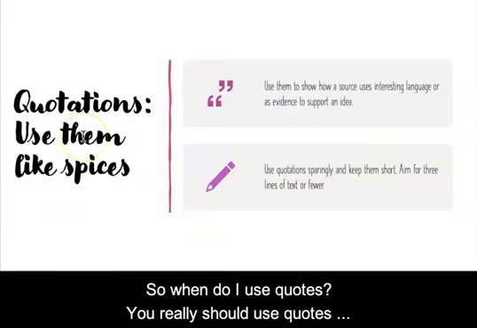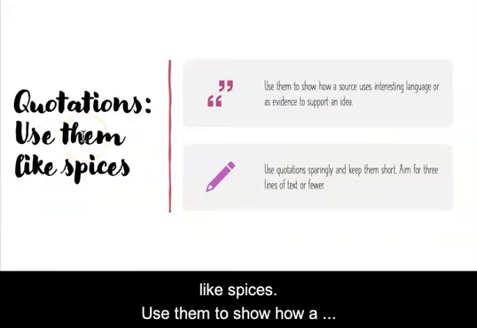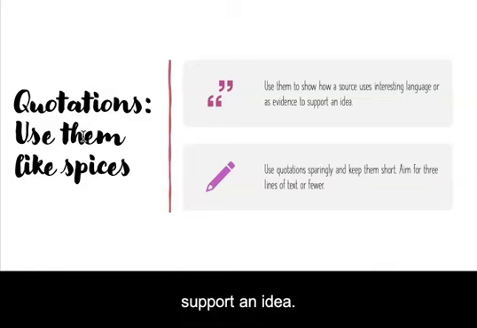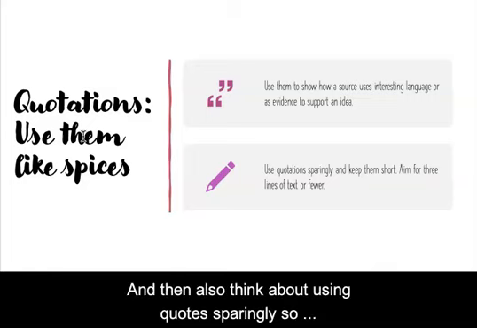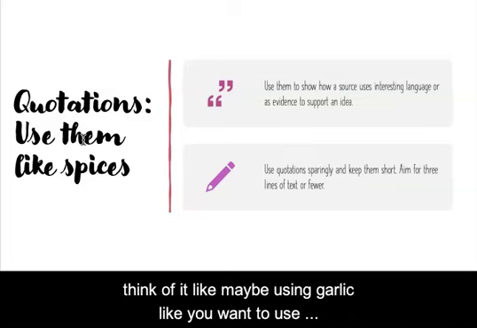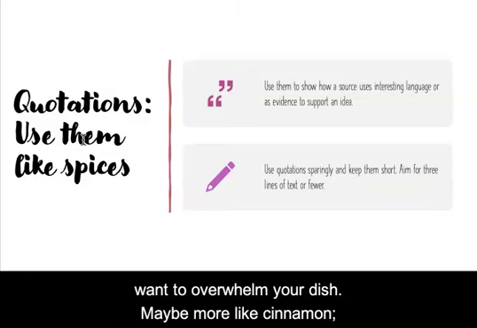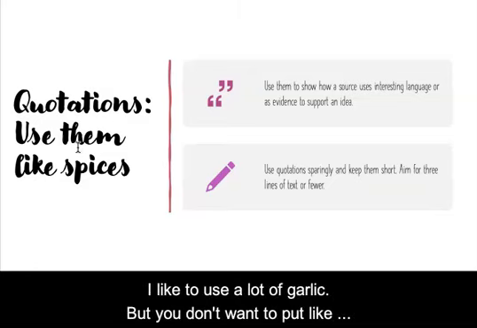So when do I use quotes? You really should use quotes like spices. Use them to show how a source uses interesting language as evidence to support an idea. And then also think about using quotes sparingly. So think of it like maybe using garlic, like you want to use some, right? And you want to keep them short, but you don't want to overwhelm your dish. Maybe more like cinnamon. I like to use a lot of garlic.